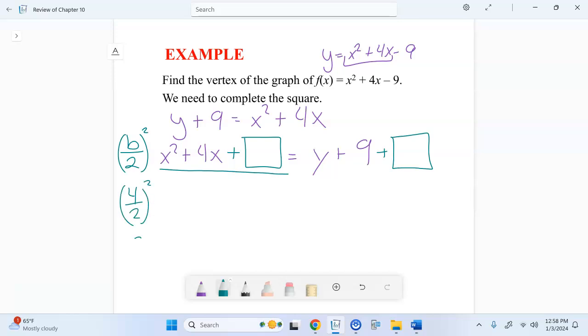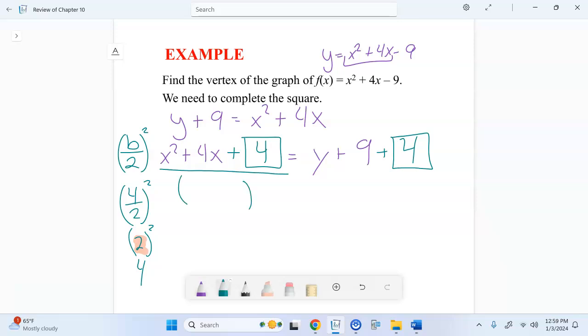So 4 over 2 squared. 4 over 2 is 2. And then 2 squared, 4. Okay? So 4 goes in the box on both sides. Now, before we squared it, we had this 2. Don't forget about that 2. That 2 is going to come back around.